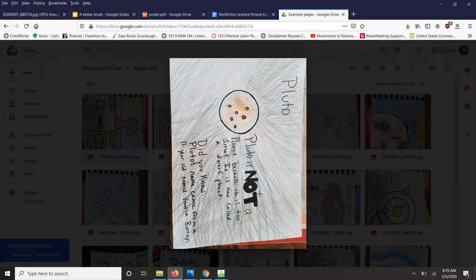See how they bolded that word? It's important. A planet. It's too small, and it's called a dwarf planet. They have a picture of Pluto, and then they did a "did you know?" This probably should be a question mark, but they said a "did you know?" Okay, so a little fun fact.